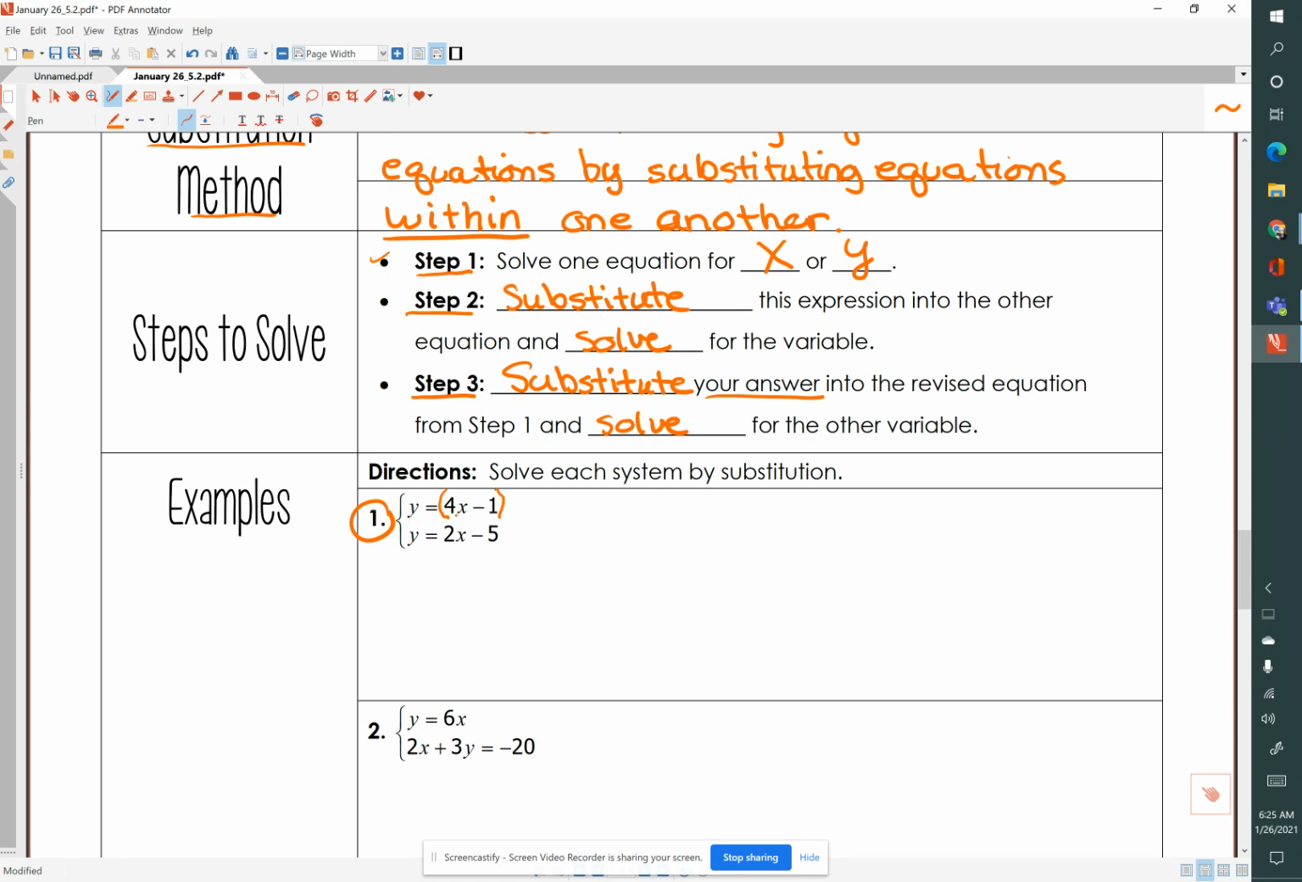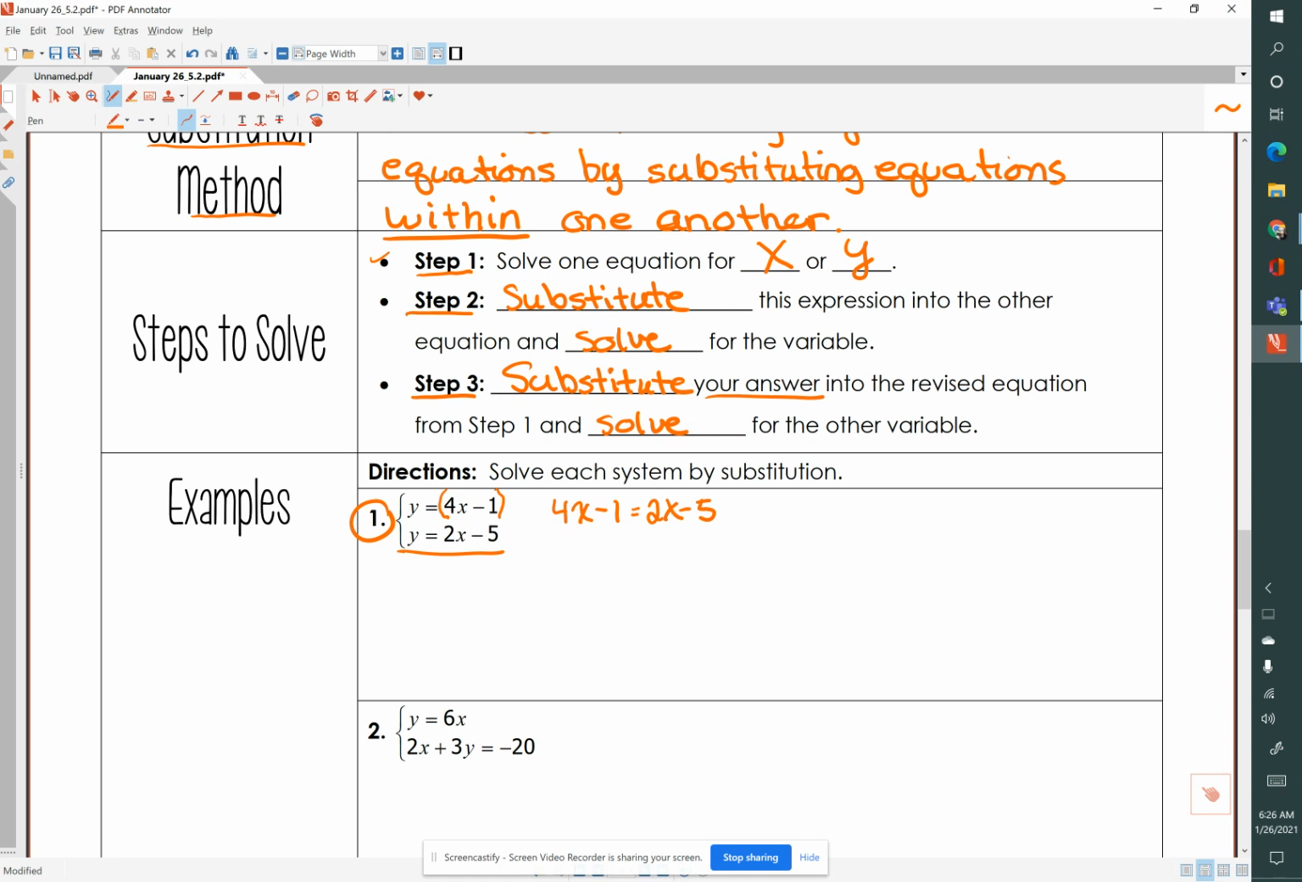So if it tells us in the first equation that y equals 4x minus 1, then it makes sense that we can substitute 4x minus 1 for y. This is our new y. Instead of y, we have 4x minus 1. And then we just finish writing the rest of the equation equals 2x minus 5. So now we just want to solve for x.